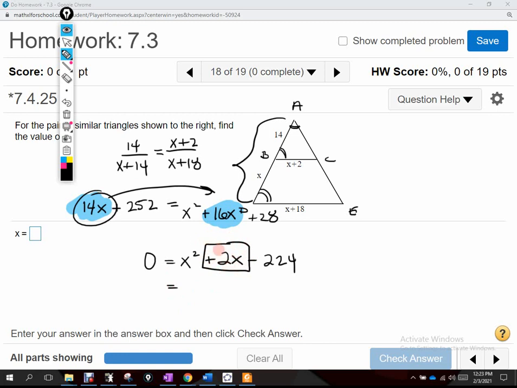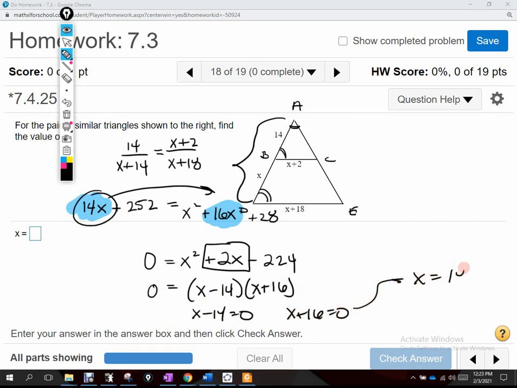So if that was like a 5 or a 6 or 7, I could still do this, but I'm going to have to basically try integers that are ultimately 7 units apart. Okay. So it gives me x minus 14, x plus 16. So if those are going to be equal to 0, x minus 14 equals 0, x plus 16 equals 0. That's going to lead to x being 14 and x being negative 16.